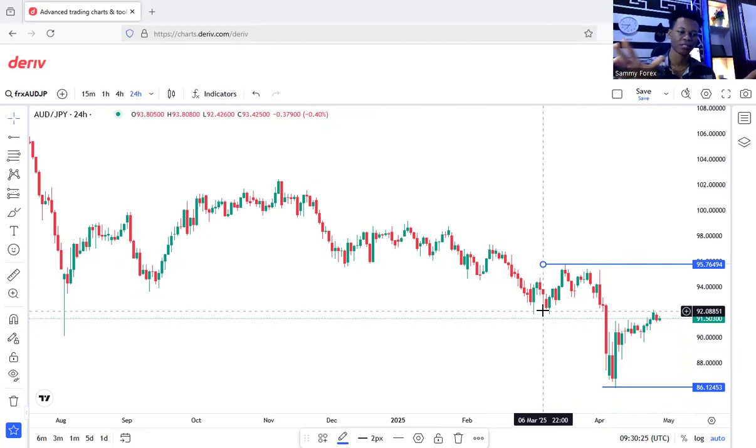zone, because we have two types of TRSS. For those that are new and don't know what TRSS is, it is Trend Reversal Structure Strategy. That's the full meaning of TRSS. And we have two types of it. We have the silver and we have the gold.